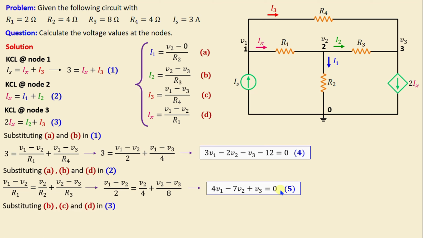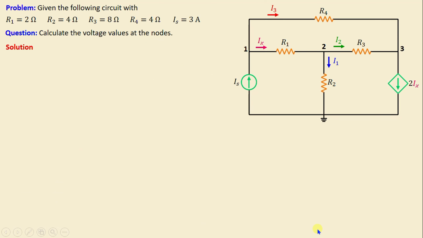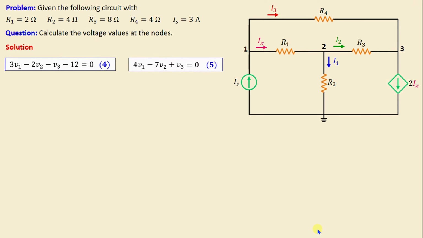And by substituting now B, C, and D in 3, we obtain 2 times V1 minus V2 over R1 is equal to V2 minus V3 over R3 plus V1 minus V3 over R4. And if we replace the resistors with their numerical values and continue simplifying this equation, we obtain 6V1 minus 9V2 plus 3V3 is equal to 0. After we finish applying the nodal analysis, we obtain 3 equations with the 3 unknowns.